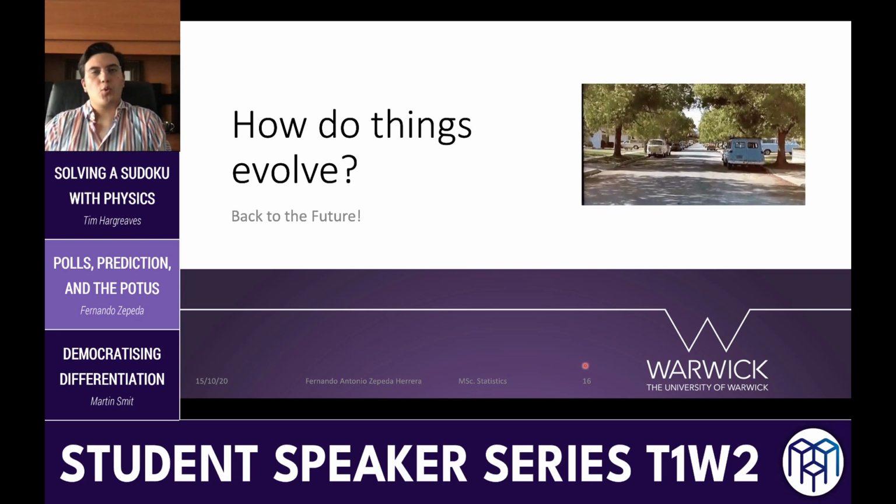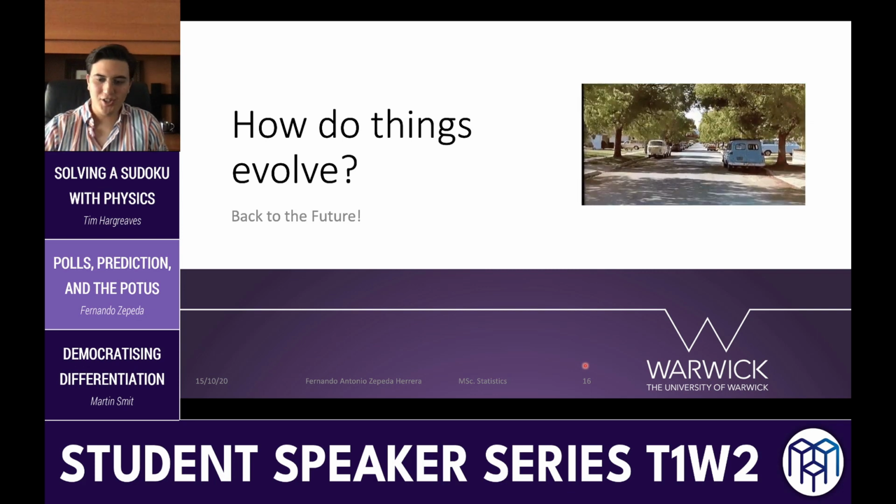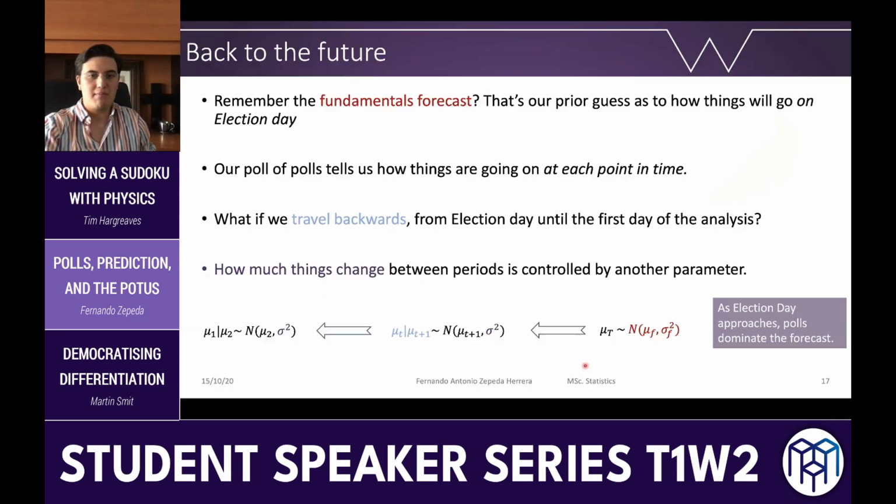And now we go to the question of how things evolve during the campaign. And it's back to the future. Let me try to explain what I mean by this. Remember our fundamental forecasts? That was our prior guess on how things will go on election day. And our poll of polls is telling us how things are going, how things are being observed at each point in time. So what if we travel backwards from election day, what we think is going to happen in the future, and back into what we are seeing in the polling?